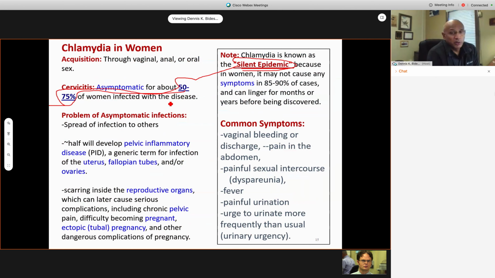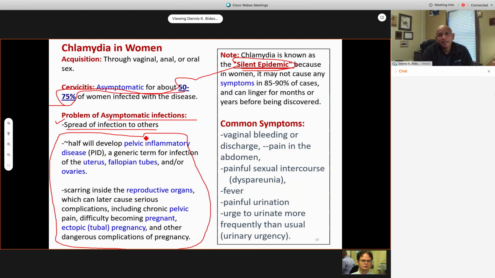All right? More so than males. Males tend to be more symptomatic than females. Now, so basically with asymptomatic infections, think about this. They don't know, these individuals don't know that they have the organism in there. They have sexual activity, so it's easy to spread this disease to other individuals. All right? Now, I'm going to talk about these terms by showing you pictures in a second. These are the complications we can see in individuals with chlamydia.